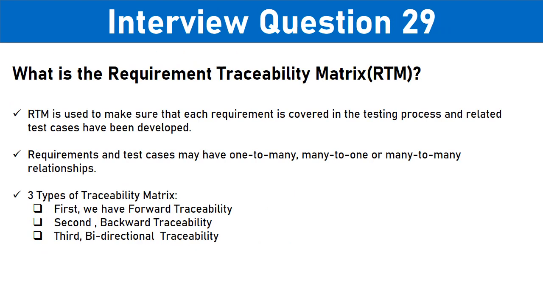Next question is, what is the Requirement Traceability Matrix, RTM? RTM is used to make sure that each requirement is covered in the testing process and related test cases have been developed. Business requirements document lists all the use cases or requirements of a system.